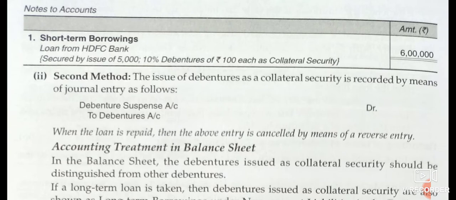Okay, and when the loan is repaid, then the above entry is cancelled by means of a reverse entry. After the payment of the loan, this entry will be reversed. Understood? So these two entries will be passed in the second method if the second method is followed by the company for the debentures issued as collateral security.